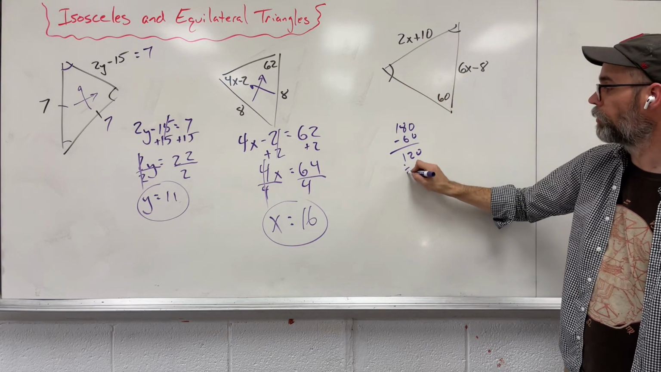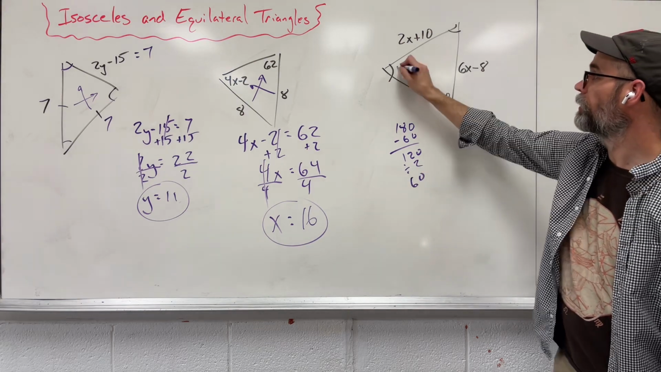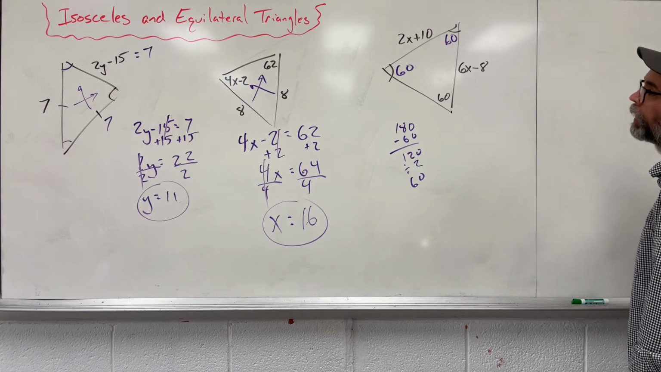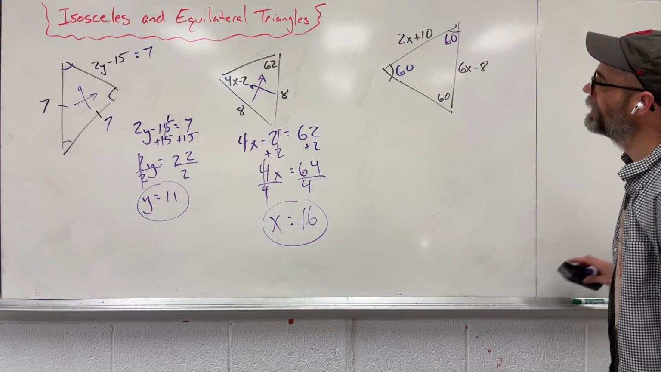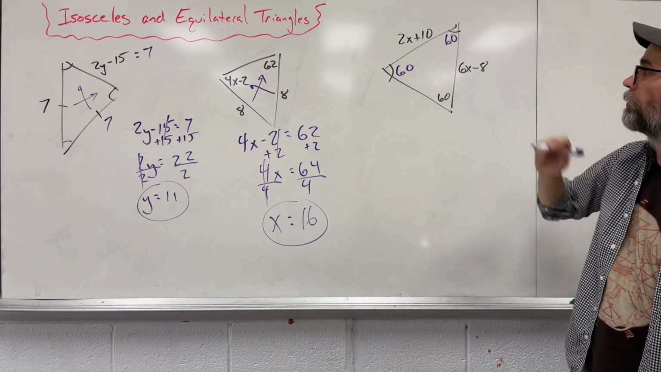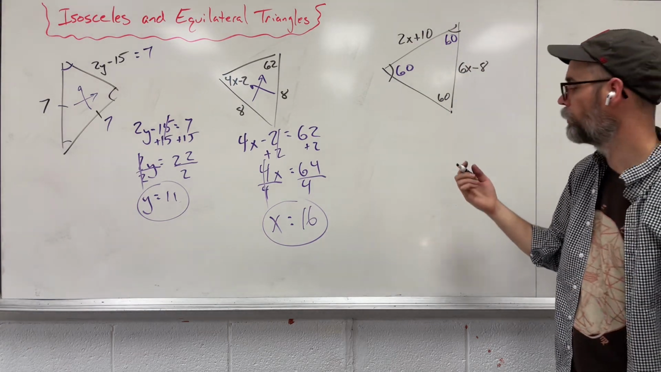Split that amongst those two. Each one's going to be 60. We now have an equilateral triangle. So I know that all my sides are going to be the same. So take that 2x plus 10, 6x minus 8, set them equal to each other.